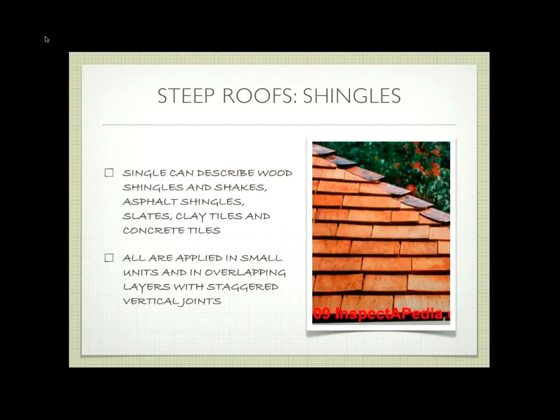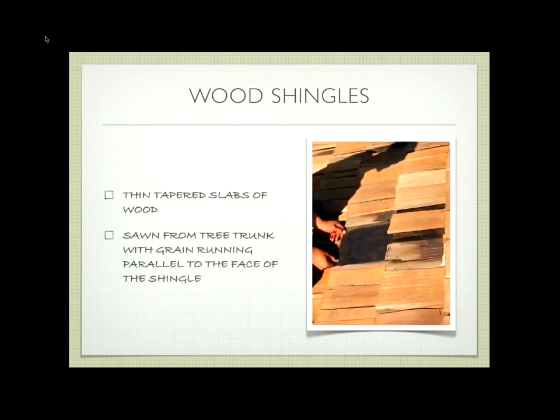So we've got a lot that can be categorized as shingles. They're all applied in small units that are repeating, and the joints are all staggered. Wood shingles are thin tapered slabs of wood. They're sawn from the trunk of the tree with grain running roughly parallel to the face of the shingle.